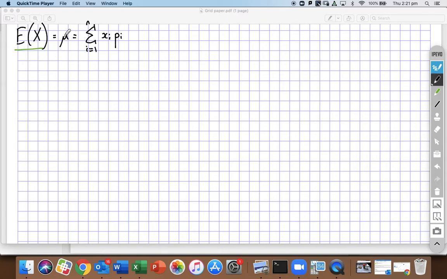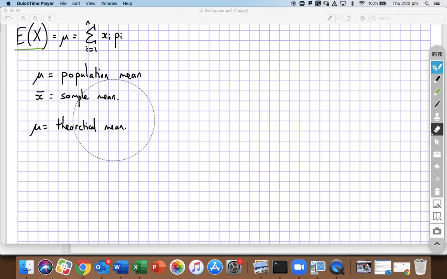Just before we start though, a word about this symbol mu. Sometimes used to represent population mean as opposed to a sample mean. Right, so sample mean, we get this symbol. I want you to think about the mu, really, as a theoretical mean. Okay, and in that way, the theoretical mean and the expected value are effectively the same.